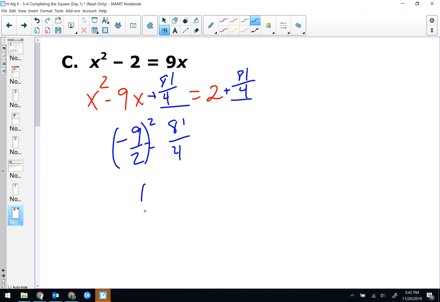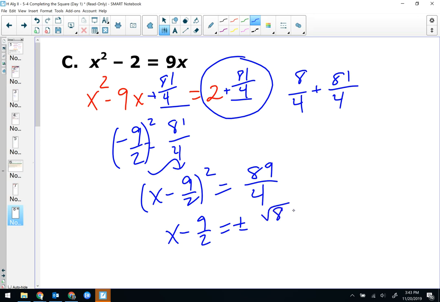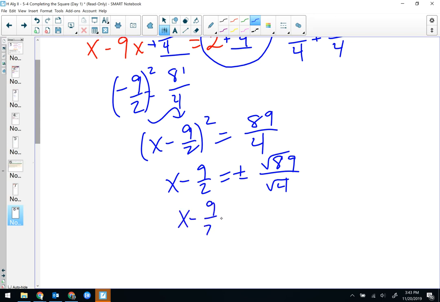So that means that this is going to turn into x minus 9 halves squared, right? We don't have to do any additional math. We know that that's going to just transfer. Now, what is the right side? 2 plus 81/4. Now watch. Let's get fancy here. What is 2 in terms of fourths? Isn't that just 8/4? That means this is 89/4. Square root the opposite side. X minus 9 halves is equal to plus or minus the square root of 89 divided by the square root of 4. X minus 9 halves is equal to plus or minus the square root of 89 all over 2.